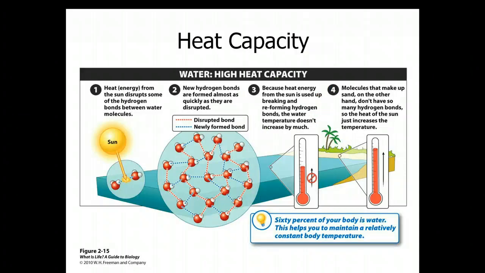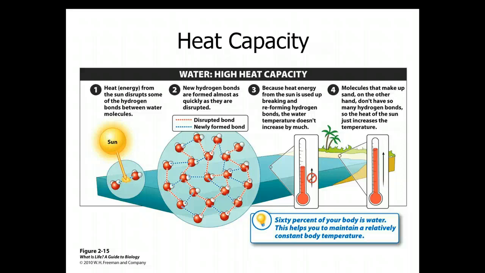So heat capacity: heat energy from the sun disrupts some of the hydrogen bonds between the water molecules, and what that does is dissipate some of the heat. So that's why the air will feel somewhat cooler. New hydrogen bonds are formed almost as quickly as they're disrupted. So because heat energy from the sun is used up for breaking and reforming hydrogen bonds, the water temperature doesn't increase much. Molecules that make up the sand, on the other hand, don't have these hydrogen bonds, so the heat of the sun increases their temperature. So that's why the sun will heat up the sand and, ouch, ooch, as you walk across, but the water is nice and cool.